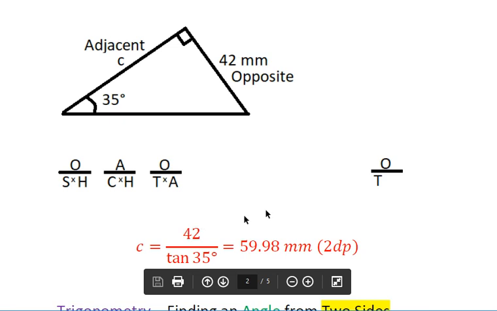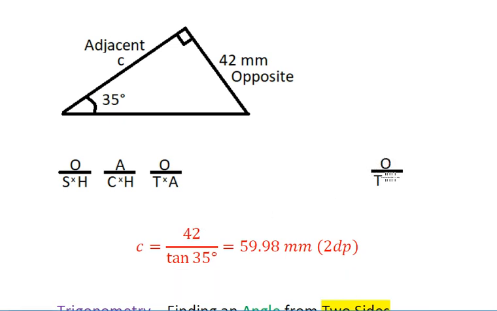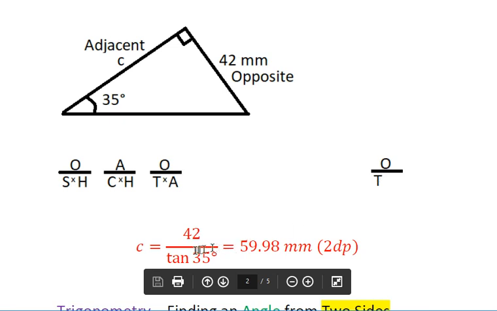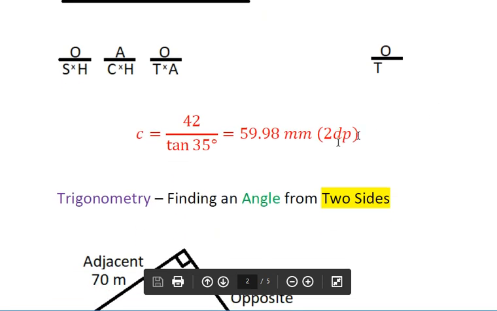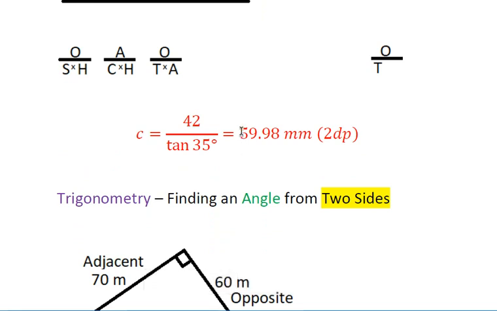We start by writing out, well, we've got this O that's on the top of the fraction because we're looking at the O and the T if we're covering up the A. So we just need the O. Now the O is our opposite, that's a 42. So instead of O we write down 42, and instead of T we write down tan, followed by the angle, 35 degrees. You don't need to write in the degrees symbol, but if you do that on your calculator you should end up with 59.98.